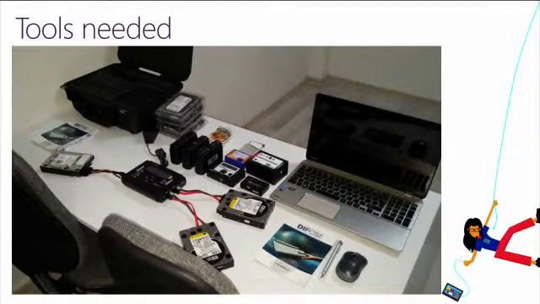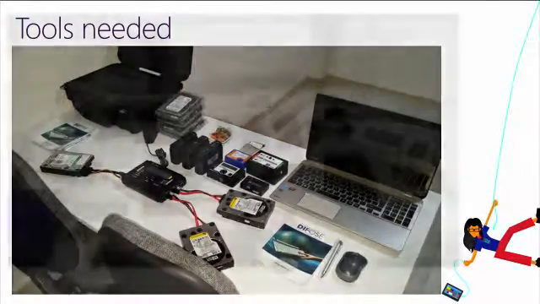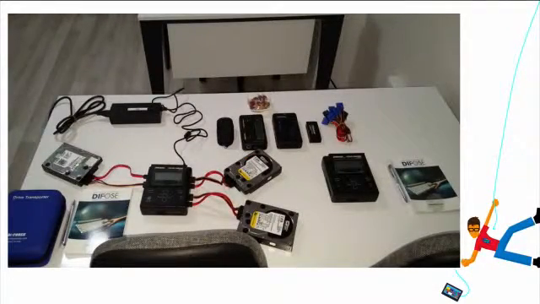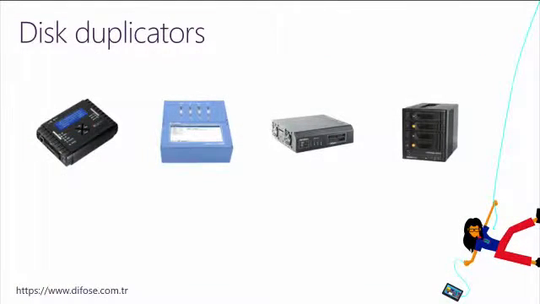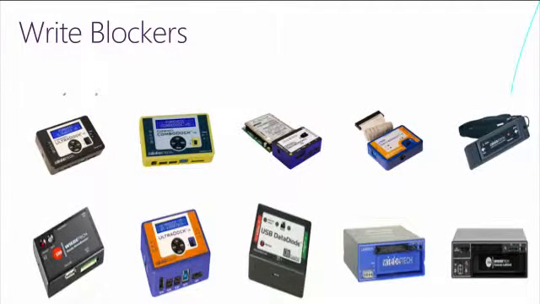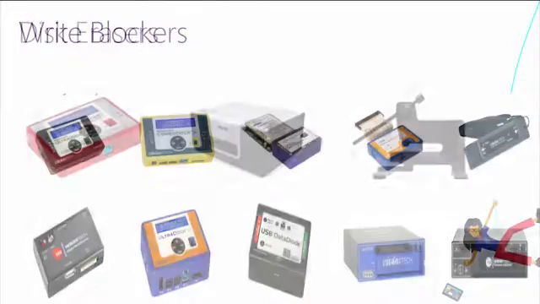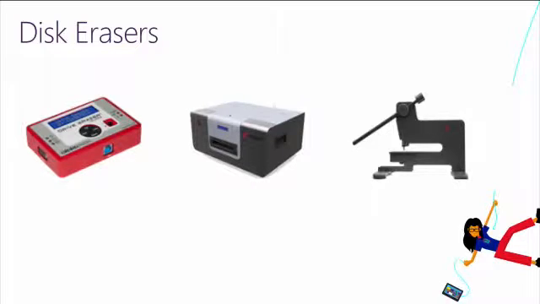This is a photo which I took from our lab. You will see this duplicator here. And from a different angle, we have these duplicators, different brands. This is to duplicate the disk. Why? Because you are not allowed to work on the original disk, right? Then we need some write blockers to protect the original data. There are so many different brands. Then we have disk erasers. Now, say you work for the government. For example, it's your job to destroy the data so nobody else can recover it.